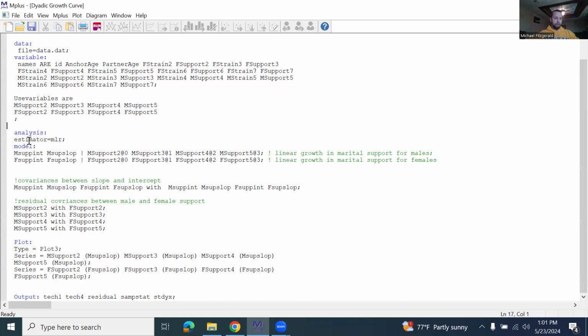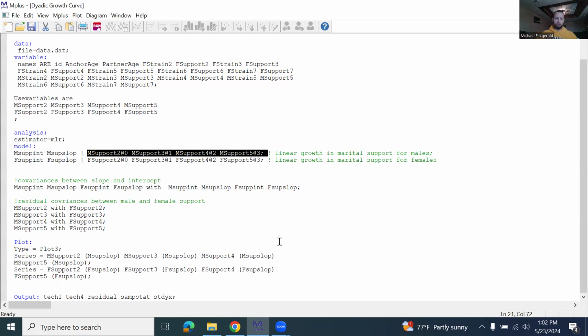And so moving into the model command, we have M support int and M slop. So this M means male, this means support, and this means the intercept. In Mplus, you specify the intercept first, then you specify the slope. So it's the male support intercept, and then that's the slope. All right. And then you use this vertical pipe here, and you specify only the slope latent construct.